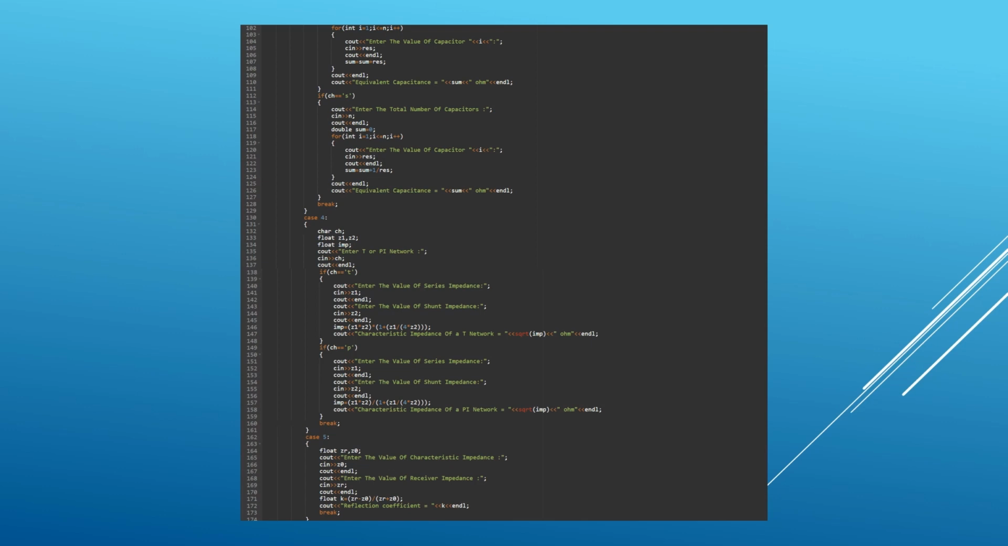In case 5, we are going to calculate the reflection coefficient, that is nothing but K, and we are going to ask for the characteristic impedance and the value of the receiver impedance. Then, based on the data given by the user, the reflection coefficient formula will be applied and the values will be calculated.